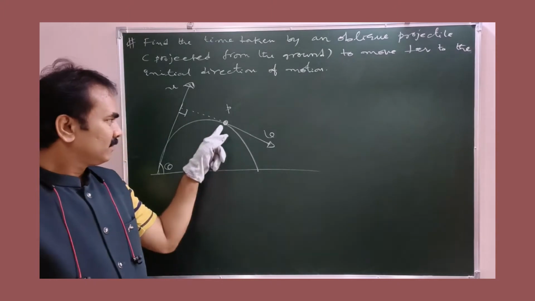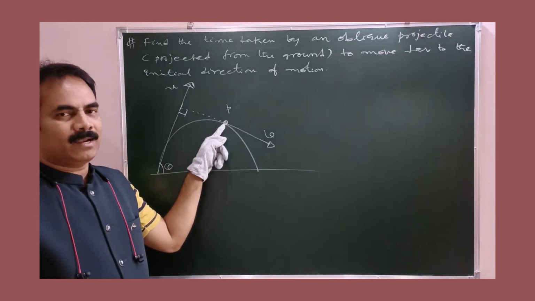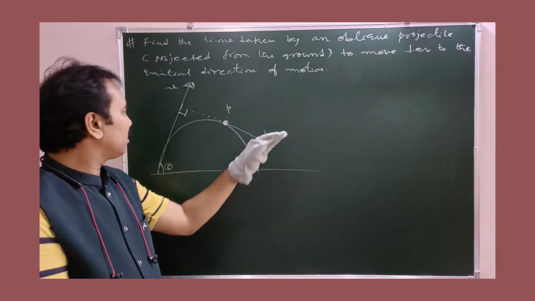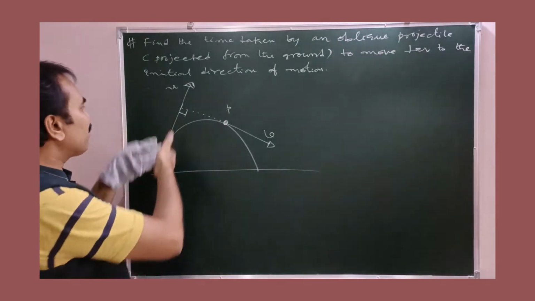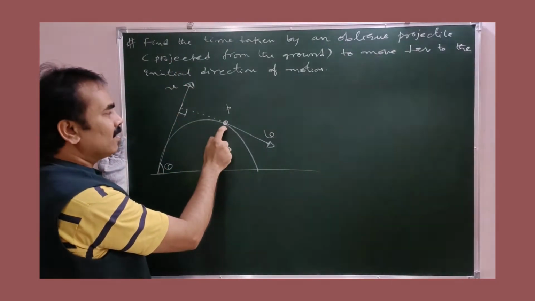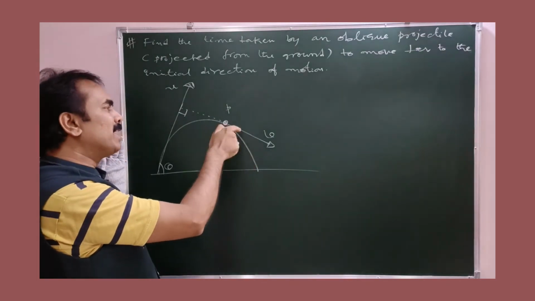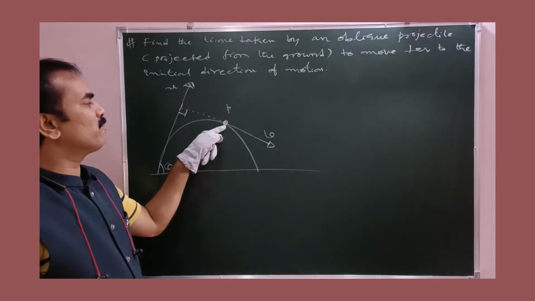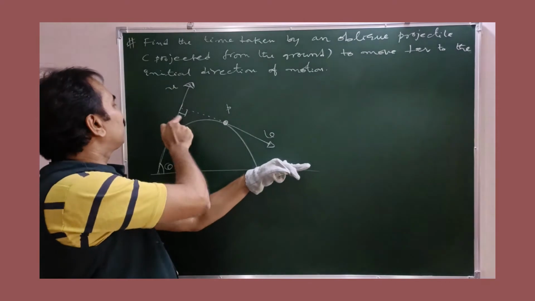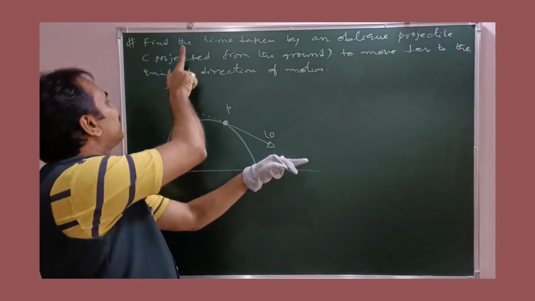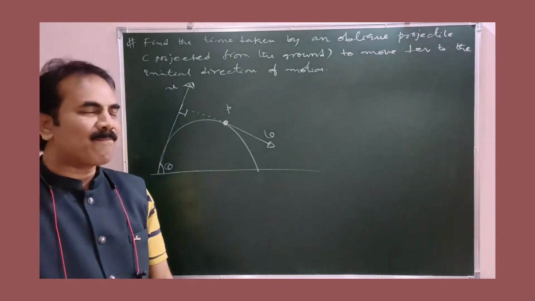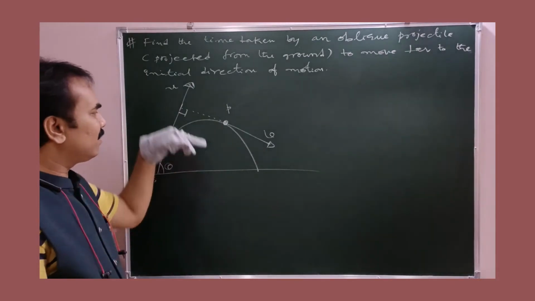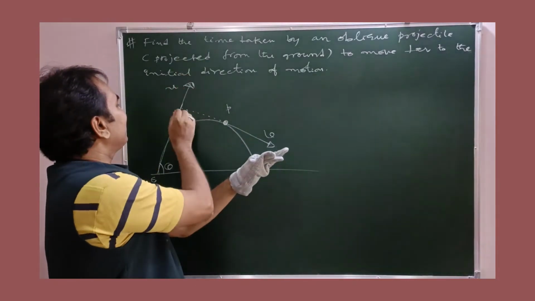That means this is the position reached by the projectile at which it moves perpendicular to the initial direction of motion. U bar is the initial direction of motion, and this is the direction of motion when it reaches position P. So when it reaches P, it moves at 90 degrees, perpendicular to the initial direction of motion. Now what is the time taken by the projectile to reach P from O, such that it moves perpendicular to the initial direction of motion?